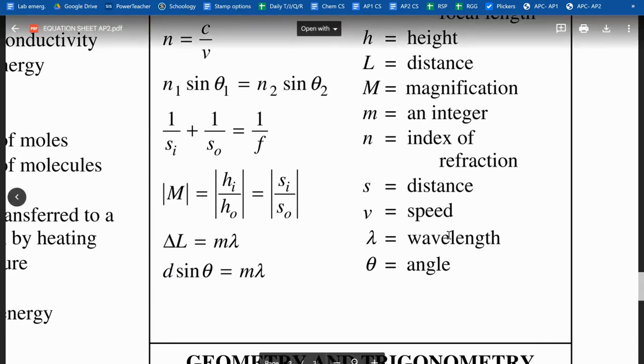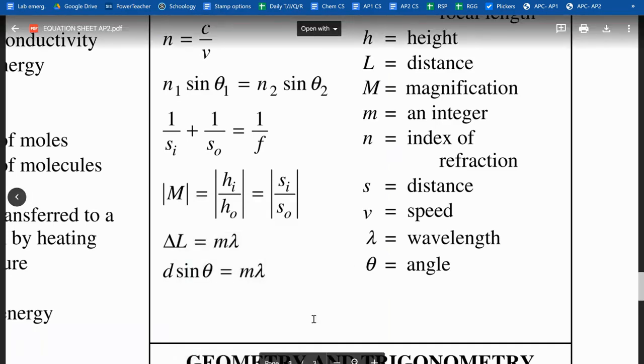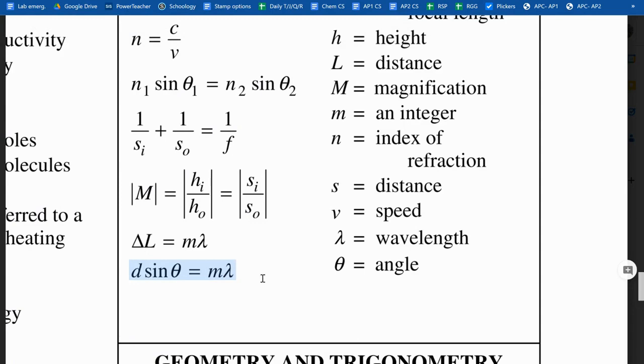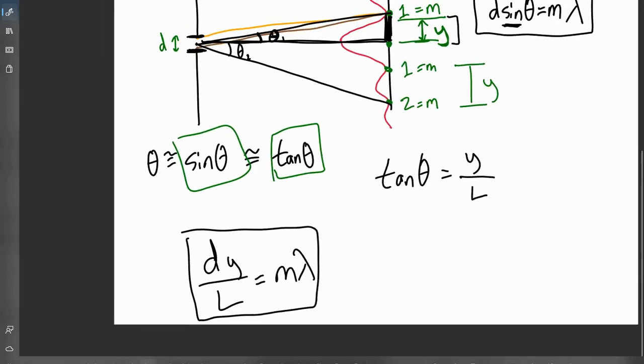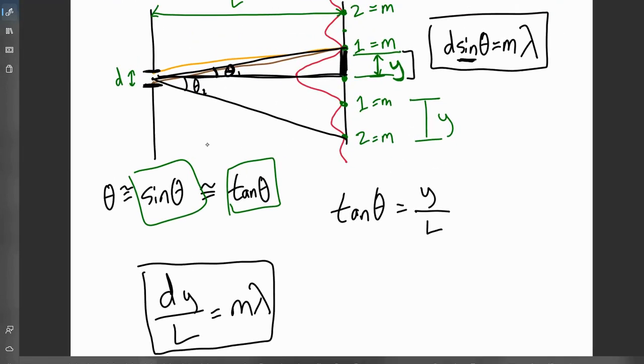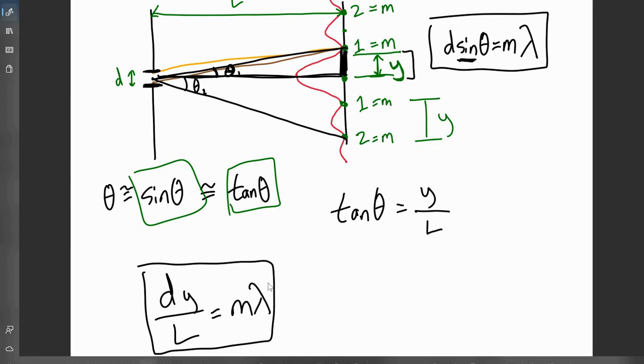They also tell you that the change in wavelength is m lambda, or the delta L, so the change in distance is m lambda. So they tell you all that, but this is the equation they give you. This is the equation that they expect you to use. So you have to be able to go from d sine theta to d y over L equals m lambda. You have to be able to make that conversion on your own and to show where that comes from, because AP will expect you to use it, but they don't give it to you.